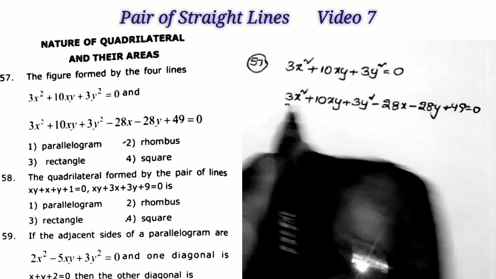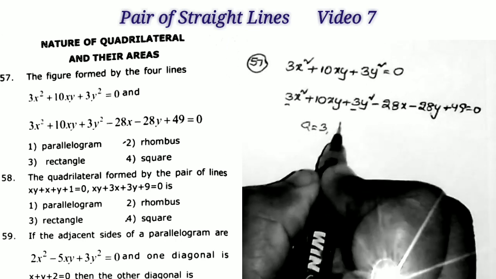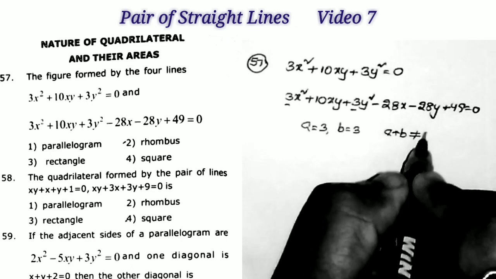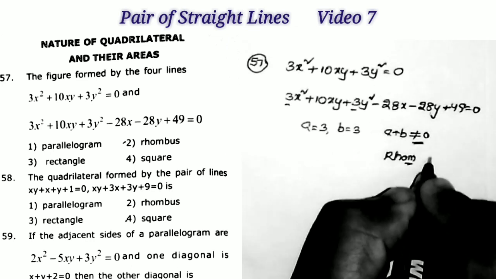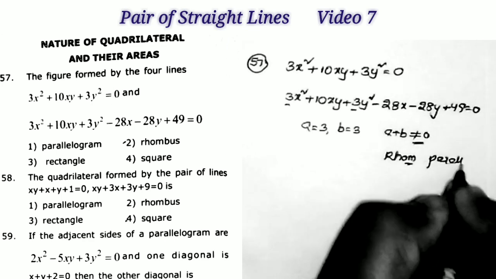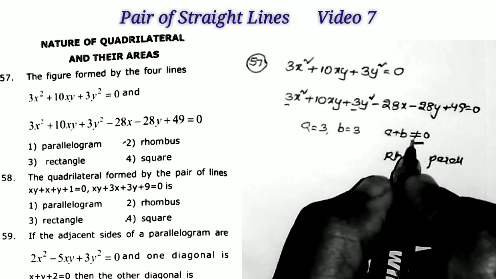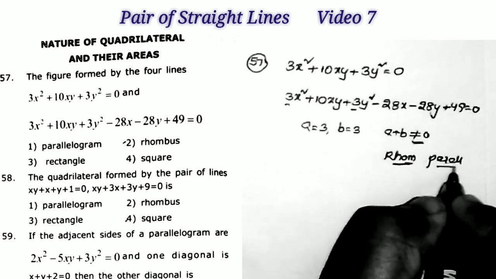So first see here, what are the values of a comma b? A is equal to 3, b is equal to 3. That is, a plus b is not equals to 0. A plus b is not equal to 0 means either it is the rhombus or parallelogram. Okay. If a plus b is equal to 0, then that is either square or rectangle, but this value is not equal to 0. So the given figure is either rhombus or parallelogram.